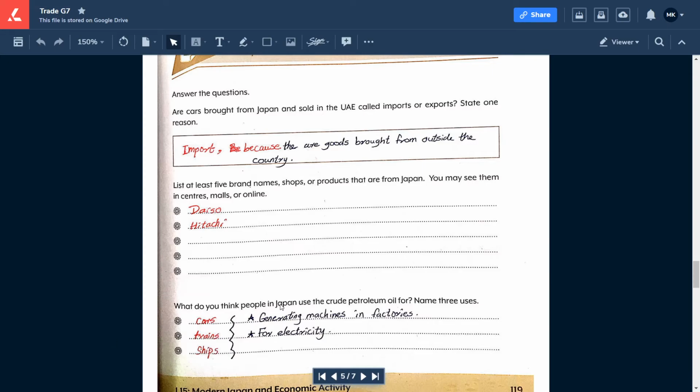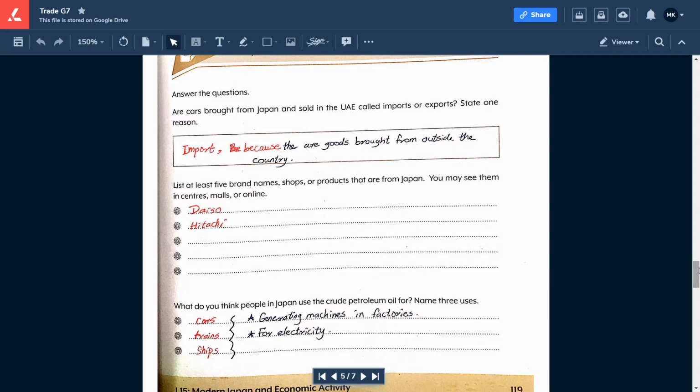What do you think people in Japan use the crude petroleum oil for? What do you think? Cars, trains, ships, or let's say transportation. What else do you think they use the petroleum oil for? What about factories? We know that Japan is a country that has a lot of products and it's producing a lot of stuff. So they will also use petroleum oil to run machines in factories, also for electricity.